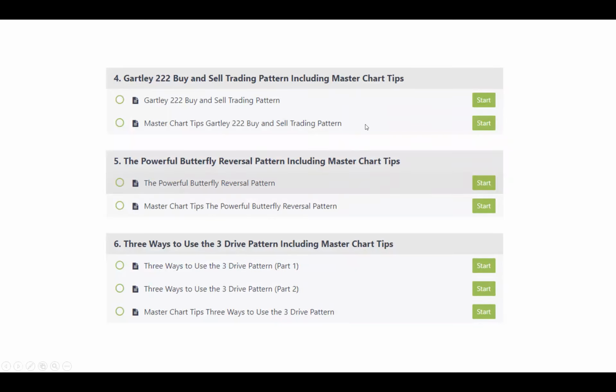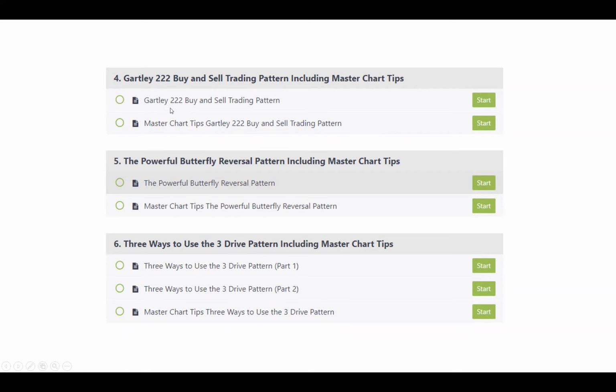Once you really have that structure down, then the next pattern is the Gartley 222. This pattern is from H.M. Gartley's 1935 Profits in the Stock Market, although he never called it the Gartley 222 to buy. This is Larry Pesavento's work. He named it that from the description on page 222.